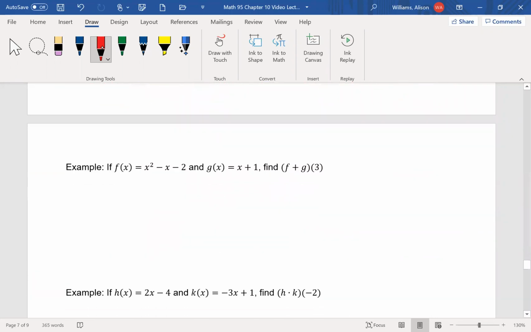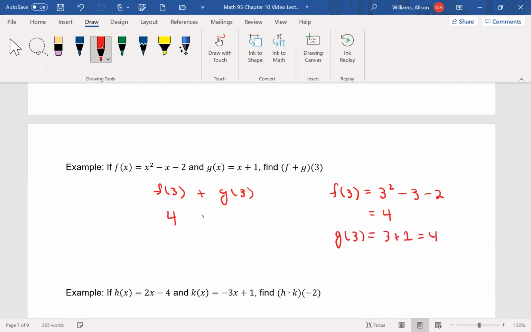Okay, so in this case, they're asking us to find f plus g of 3. What that means is they're asking me to find f of 3 plus g of 3. So we're going to use what we did in the last section, and plug 3 in for x. So f of 3 is 3 squared minus 3 minus 2, which is 9 minus 3 is 6, minus 2 is 4. And then g of 3 would be 3 plus 1, which is also 4. So f of 3 plus g of 3 is 4 plus 4, which is 8. So that's the answer for this.